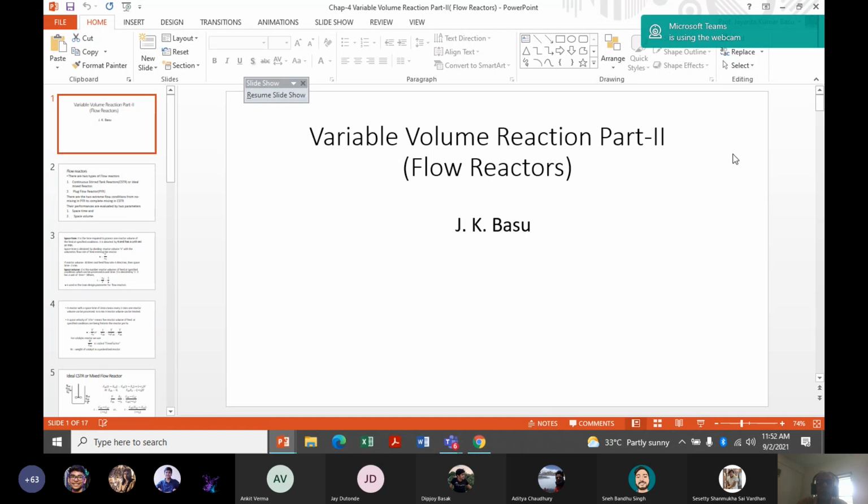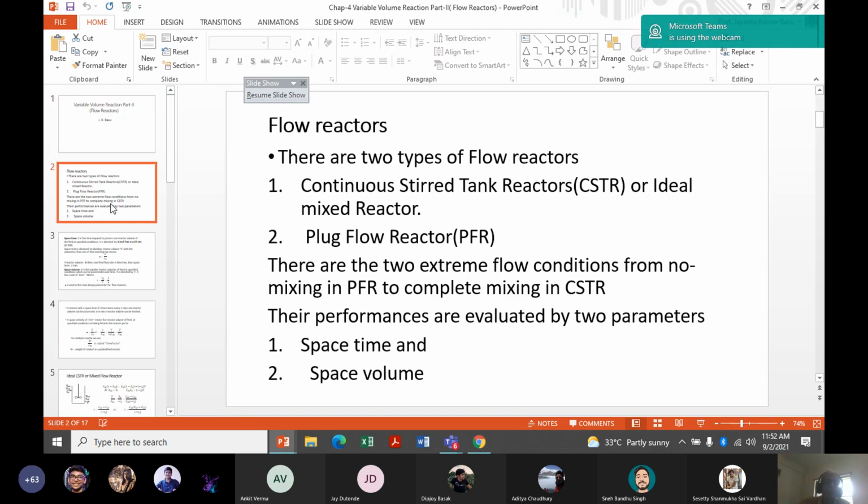Variable volume reaction part 2. I have kept part 1 and part 2, and in part 2 I have kept flow reactors divided in 2 slides, 2 presentations. And what are flow reactors? Flow reactors are of 2 types: the continuous stirred tank reactor or ideal mixed reactor, and the second type is the plug flow reactor. These two are always considered to be in 2 extreme flow conditions. One is the no mixing condition, that is plug flow. Another is the complete mixing condition, CSTR.